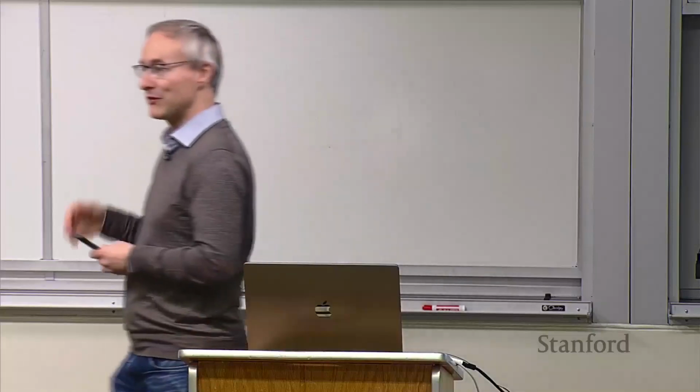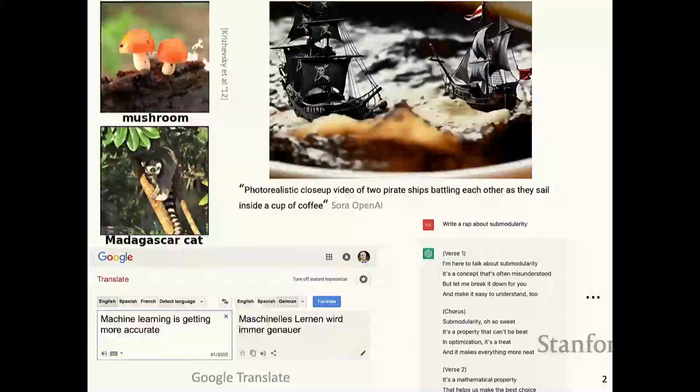So you probably all agree that these are really exciting times for machine learning and artificial intelligence. Far beyond classifying images and translating languages, these models now exhibit a pretty impressive level of generality. You can ask them to compose poems and rap songs about submodular optimization, right? There are examples of creating photorealistic videos from textual descriptions and the like. So this is certainly super exciting.